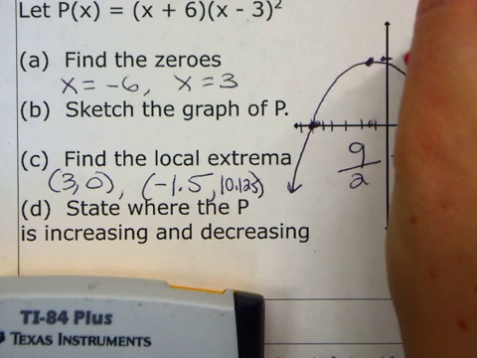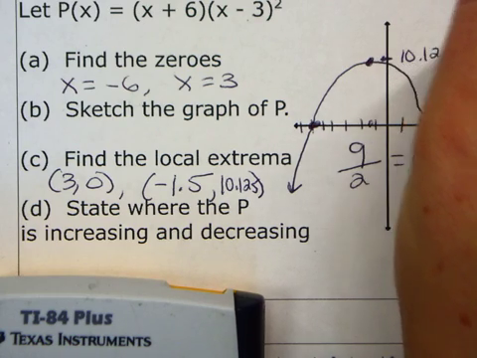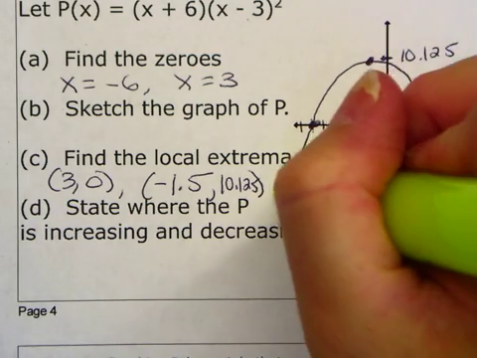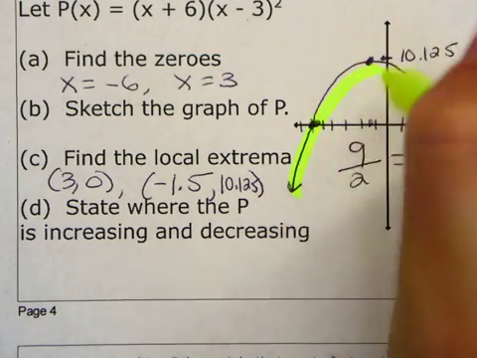So this I can put in 10.125. Okay? Now, where is p increasing? All right, so I'm going to highlight the increasing section. Okay? So increasing, going up. Where is this graph going up? So it starts low, and it goes up.